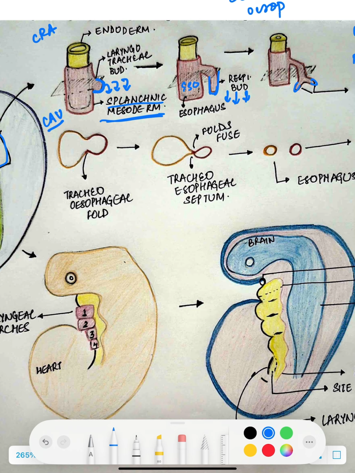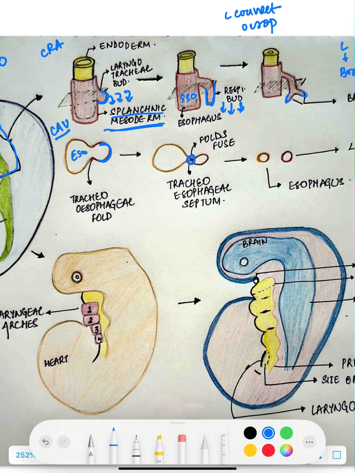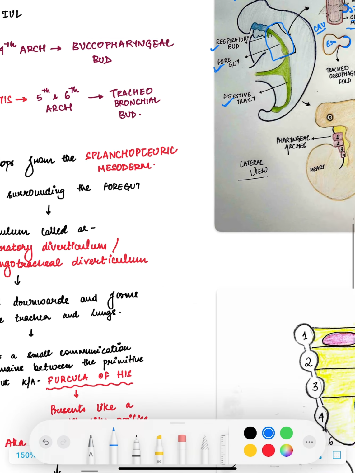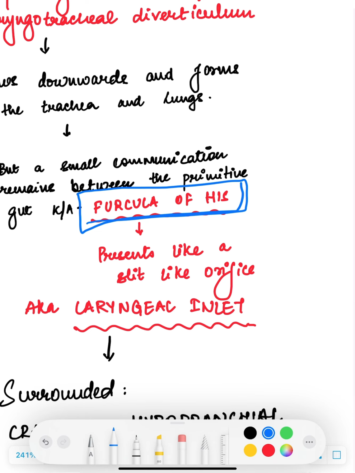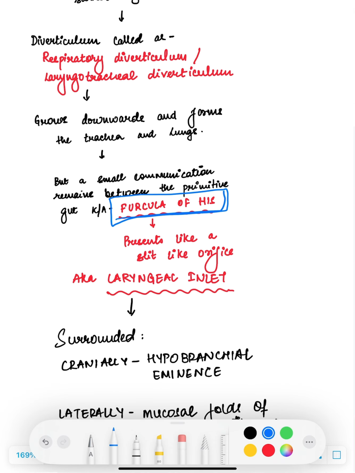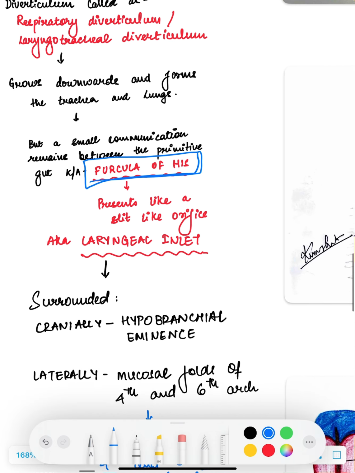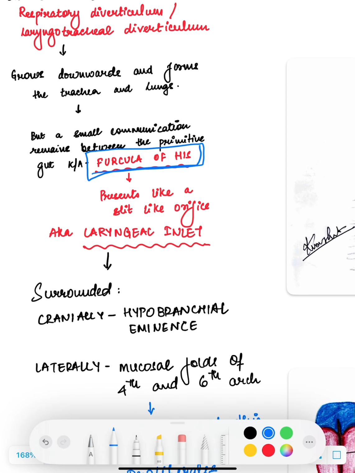If you see from a top view, as you can see here, this is the esophagus. Okay, this is your laryngeal bud. And there is a small communication. If you see, there is a small communication over here. Okay, this communication is quite intact, and there is a name for this communication, which is called the furcula of His. Okay, this is a communication which is patent between the primitive gut as well as the laryngeal inlet. Okay, that is called the furcula of His.